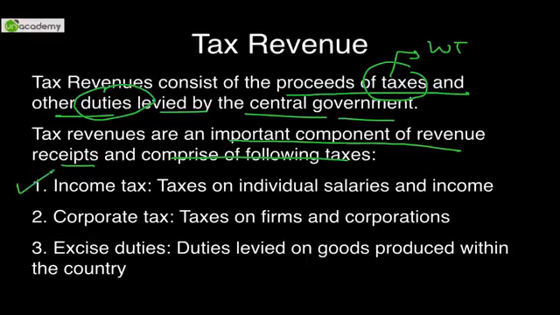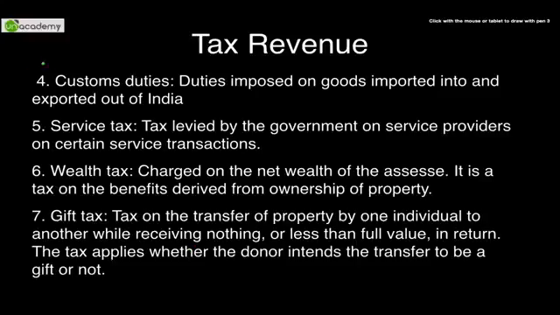First, the most popular type of tax is income tax, which a person pays on his personal income, individual salaries and his income. Second is corporate tax, the tax paid on the income by companies, firms and corporations. Excise duty, duty levied on manufacturing. After that is customs duty, duties levied on any kind of import or exports. Service tax is levied on services. I am providing you a service, but I am not charging anything from you. Hence, service tax will not be levied on me. But if I charge for teaching in some other study circle, I will be liable to pay service tax.